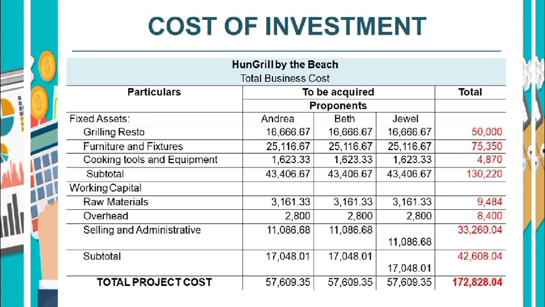And under working capital, we have here the raw materials, 9,484, overhead amounting to 8,400, and the selling and administrative amounting to 33,260 and 4 centavo, with a subtotal of 42,608 and 4 centavo. Adding the total fixed assets and the working capital, it gives us the total project cost of 172,828 and 4 centavo. The total project cost or business cost in this problem is actually the total cost of investment.